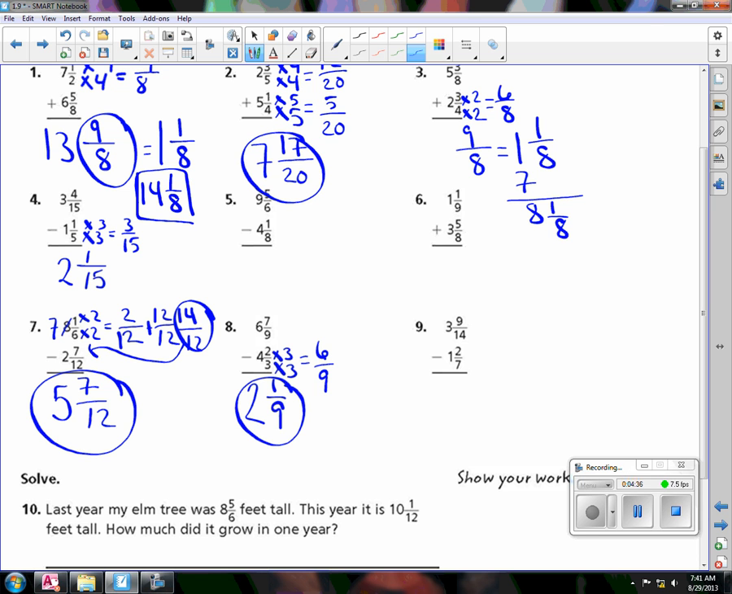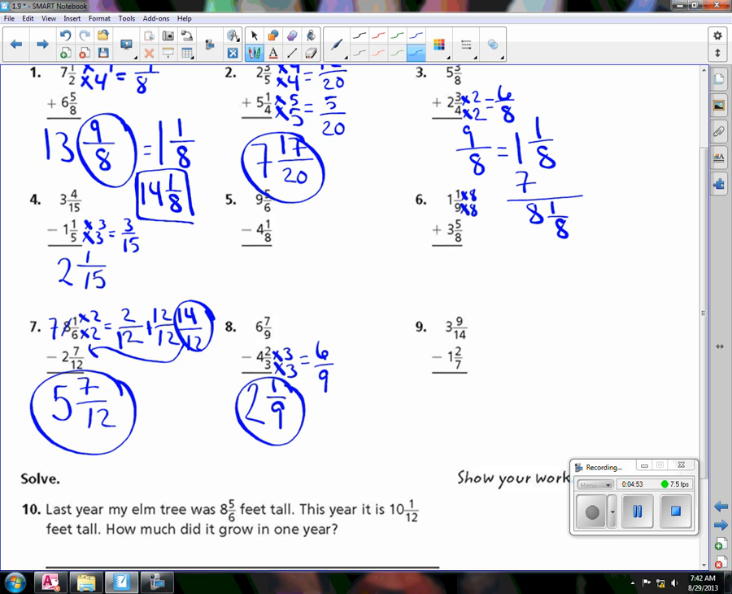Okie dokie. Let's go back up and try number 6 here. If you notice number 6, there's not really a good common denominator between 8 and 9. We don't have a good common denominator between numbers. Just multiply the 2. So you're going to do 9 times 8.